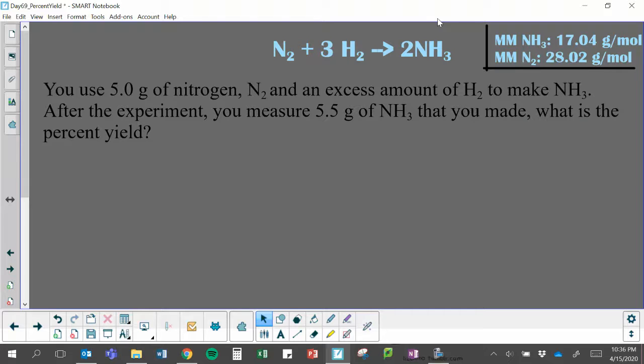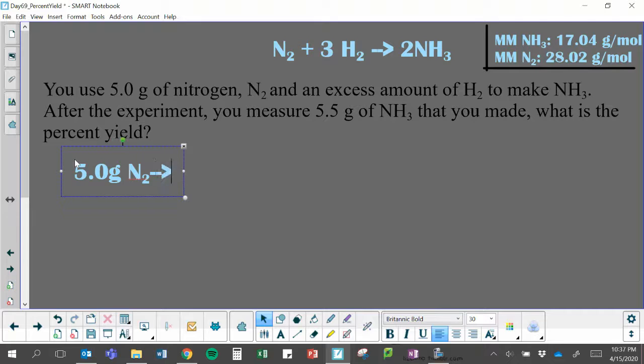So right away, we still need to do our actual divided by our theoretical, but we don't know what our theoretical is because we're only given how much of our reactant. We don't know how much of our product we could make with 5.0 grams. So we have to do a calculation, but these we have done before. So we are starting with 5.0 grams of nitrogen, and eventually we need our final answer in the same unit as our experimental value. We need it in grams of NH3.